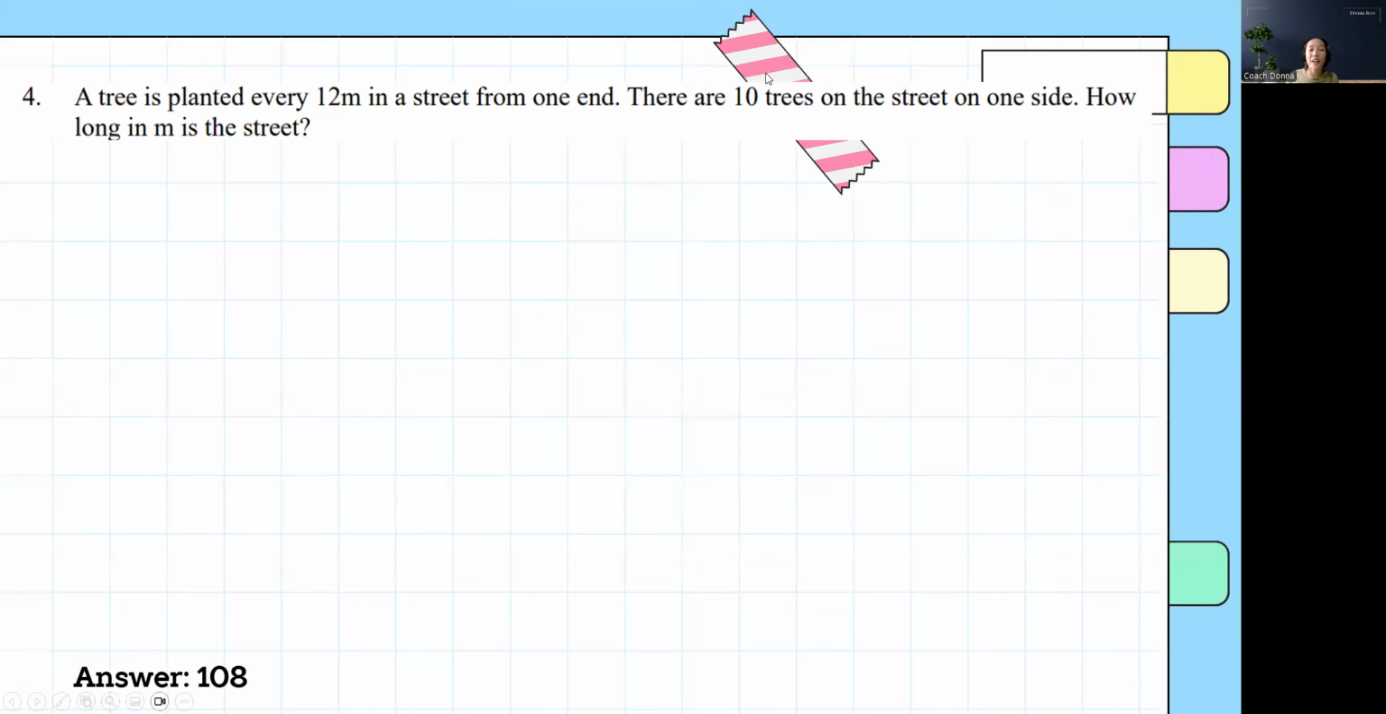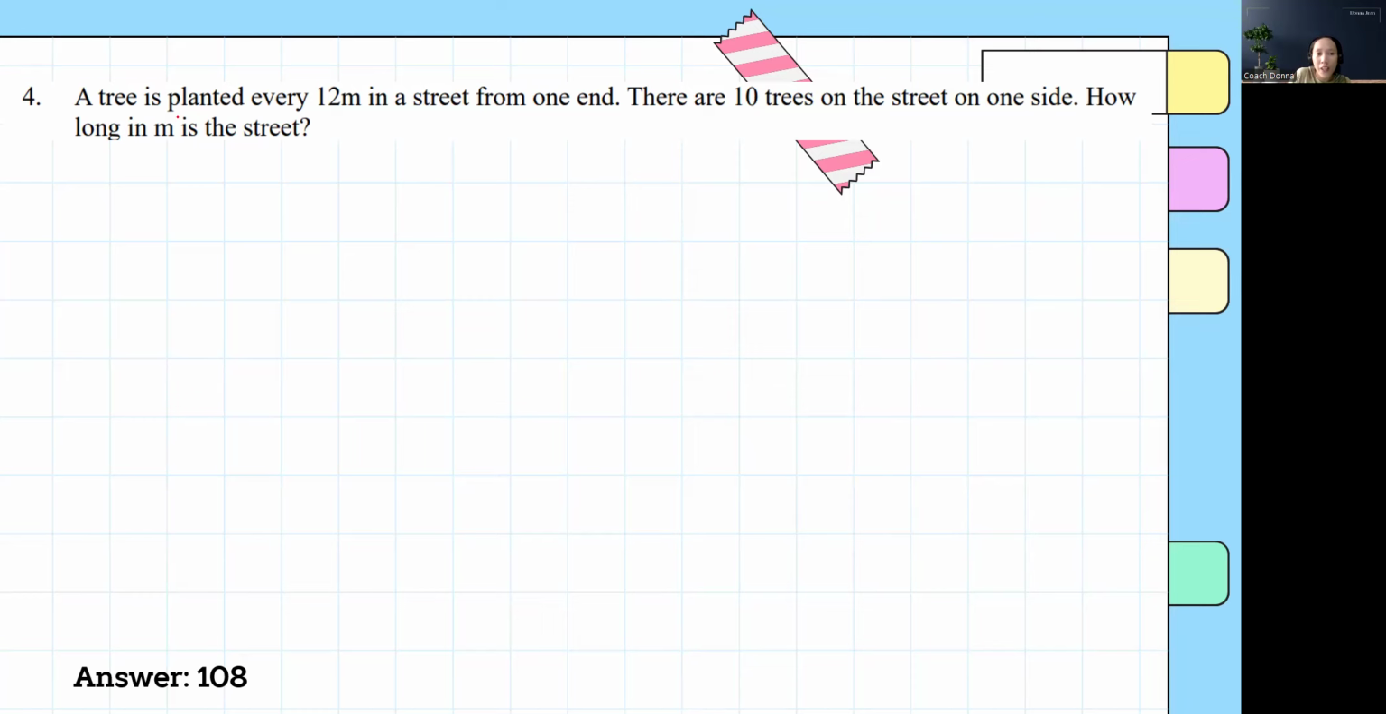A tree is planted every 12 meters in a street from one end. There are 10 trees on the street on one side. How long in meters is the street? Okay. Please input your questions in the chat box if you have a question. All right. That's right. I can see a lot of correct answers, 108. So let's see, how did we get that answer?